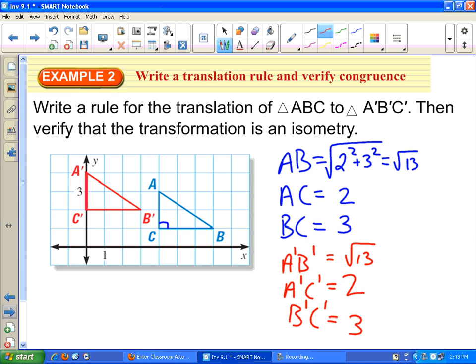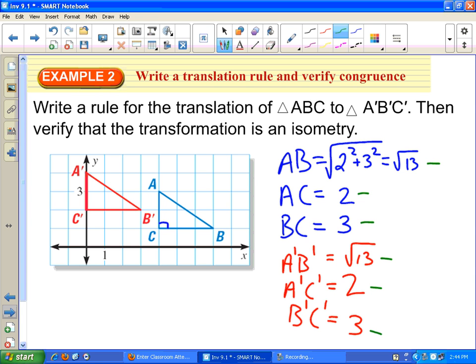So I'm just going to quick look. AB, is that the same as A prime, B prime? Yep. AC, is that the same as A prime, C prime? Yep. BC, is that the same as B prime, C prime? Yep. Guess what? That's only half the problem.